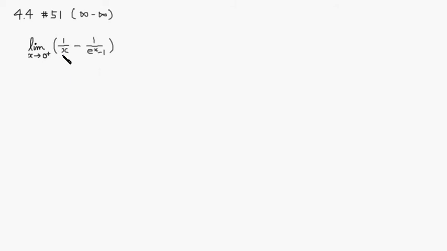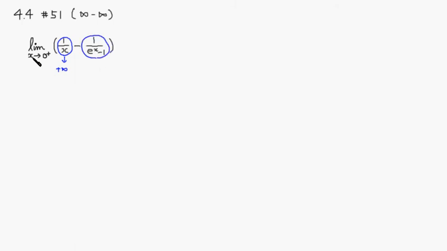Right, so here, the first term, 1 over x. As x approaches 0 from the positive side, 1 over 0 goes to infinity. And it's slightly positive, positive over positive, it's going to be positive infinity. So first term goes to positive infinity. All right, minus, let's look at this second term here.